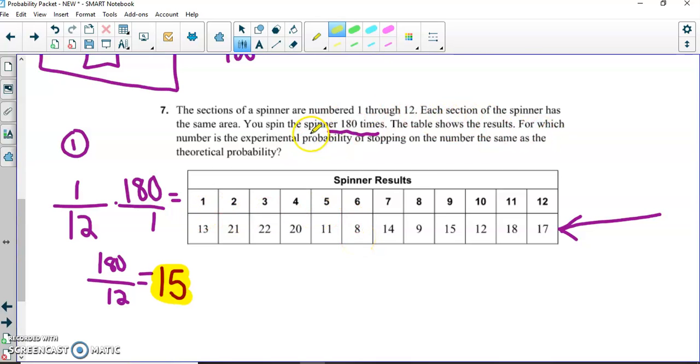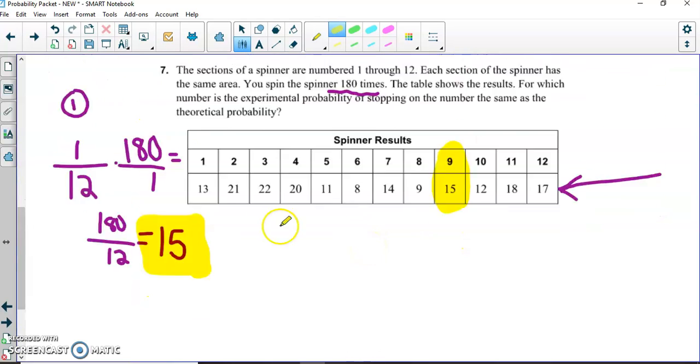So let's look through here. It's asking which number did the experimental probability end up as the same as the theoretical? The theoretical is 15. So which number came up 15 times? Number 9, right? So the answer is number 9, because this is the only number that did what it was supposed to do. Good job, number 9. Some are close. Like I said, the 6 is a little low. For some reason, the 3 came up a ton. And that happens. If I were to spin it 18,000 times, it probably would be more accurate. 18 million times, even more accurate.